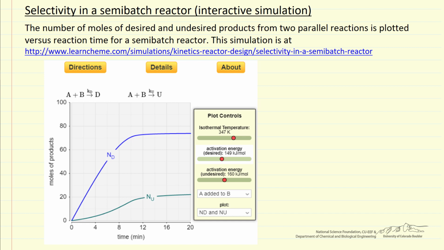Here we're going to look at an interactive simulation for a semi-batch reactor. It's run isothermally. Two reactions. We're interested in making the desired product as opposed to the undesired product.